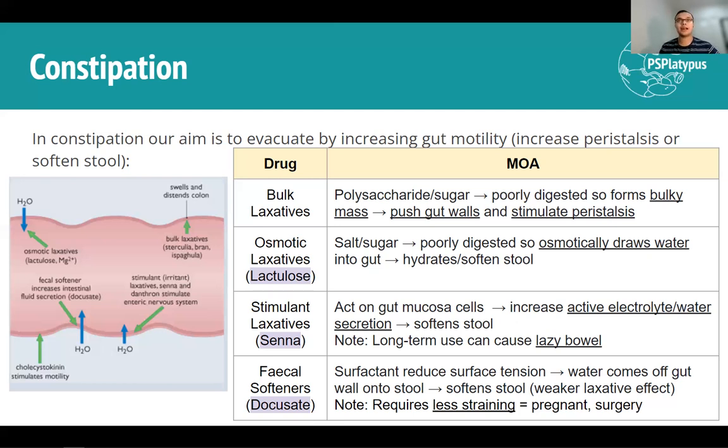And so the water that lines the gut walls, the water that's stuck onto the gut walls, will actually collapse into the gut and go onto the stool and actually be absorbed by the stool and soften it. So again, you're still going to have a laxative effect here, but because it relies upon the water that's stuck to the gut walls, it's going to be a weaker laxative effect. But it's more suitable for those that require less straining. So that's things like pregnant mothers and people who've just had surgery and don't want to overstrain the muscles and cause more damage in those areas.